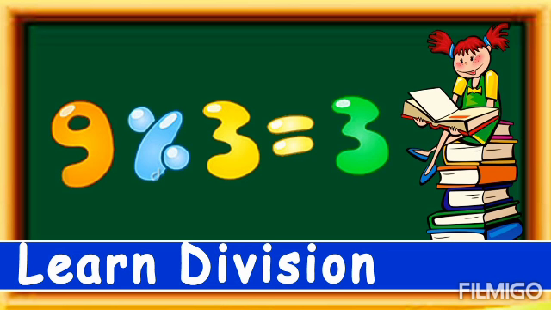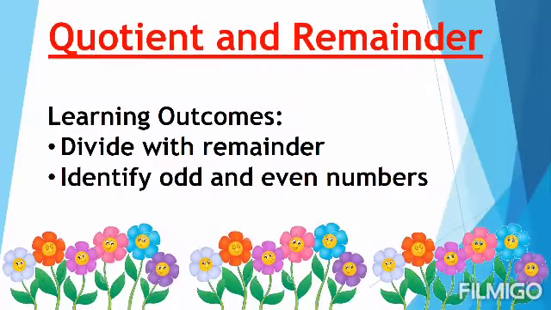So our lesson for today, class, will be all about quotient and remainder. Before we start our lesson today, class, I will tell you first the learning outcomes of our lesson. The first one, class, students should know how to divide with remainder. And the second and last learning outcome, class, students should know how to identify odd and even numbers.